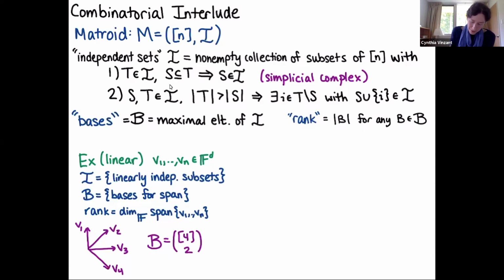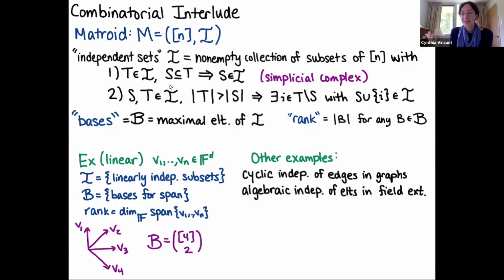One of the appeals of matroids is that it doesn't just model independence of linear vectors, but also lots of other nice types of independence. One might be interested in the cyclic independence of edges in a graph. Turns out they also satisfy these axioms. Or if I take an algebraic field extension and look at elements in it, then I might be interested in algebraic independence of subsets of elements.